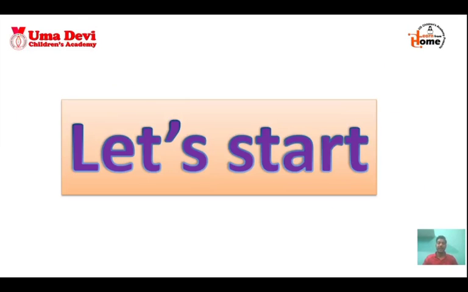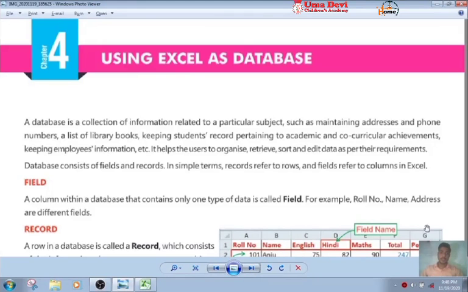So let's start. Today we are going to start our chapter number 4, using Excel as database. A database is a collection of information related to a particular subject, such as maintaining addresses and phone numbers, a list of library books, keeping students' records pertaining to academic and co-curricular achievements, keeping employees' information, etc. It helps the user to organize, retrieve, sort and edit data as per the requirements.